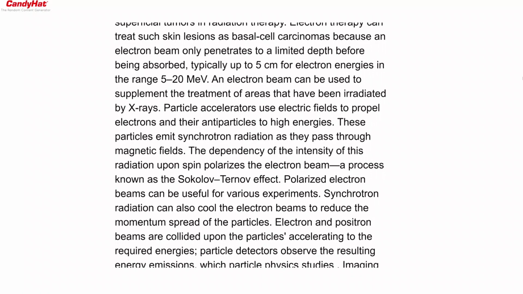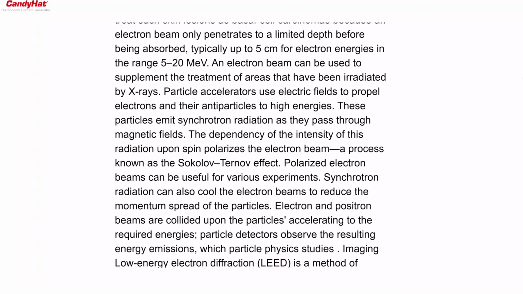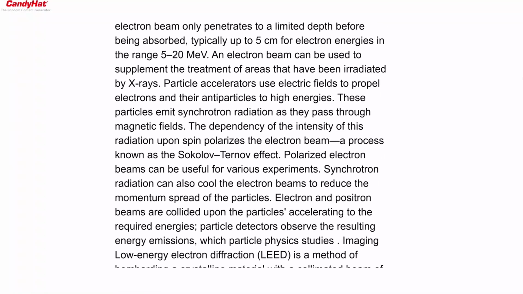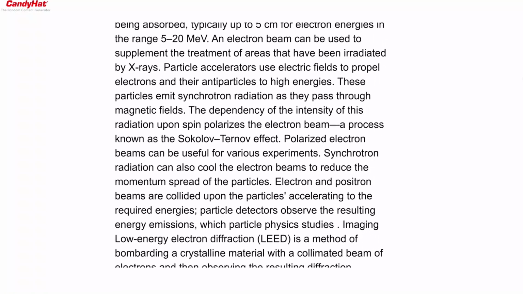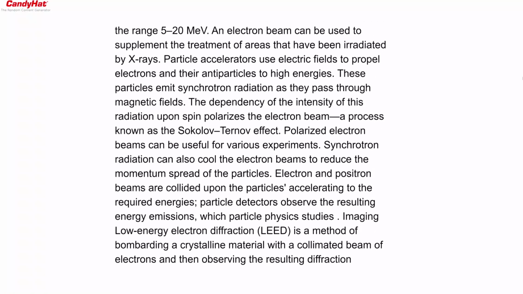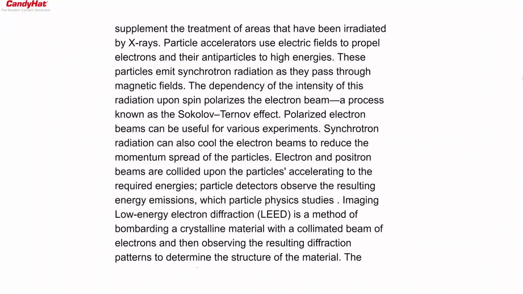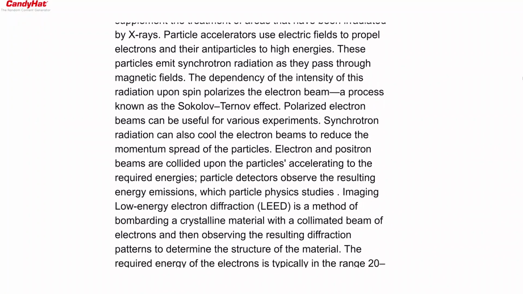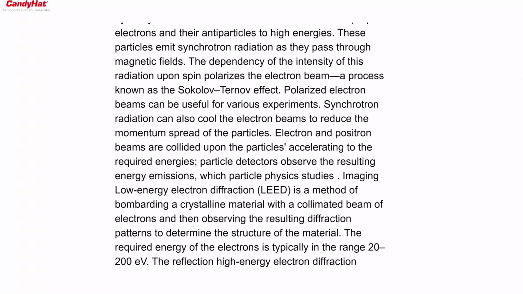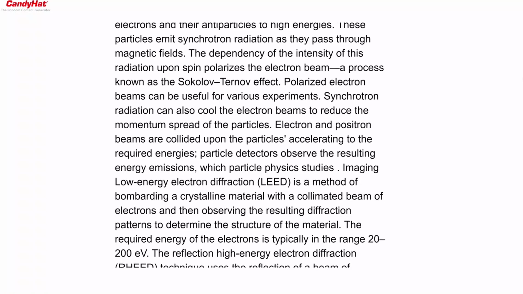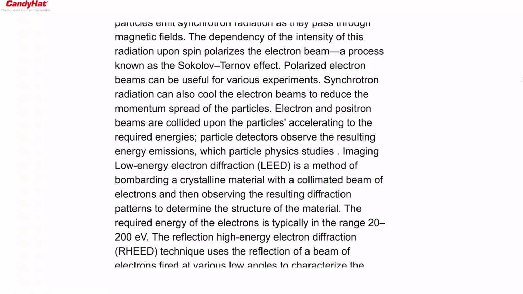Particle accelerators use electric fields to propel electrons and their antiparticles to high energies. These particles emit synchrotron radiation as they pass through magnetic fields. The dependency of the intensity of this radiation upon spin polarizes the electron beam, a process known as the Sokolov-Ternov effect. Polarized electron beams can be useful for various experiments. Synchrotron radiation can also cool the electron beams to reduce the momentum spread of the particles.